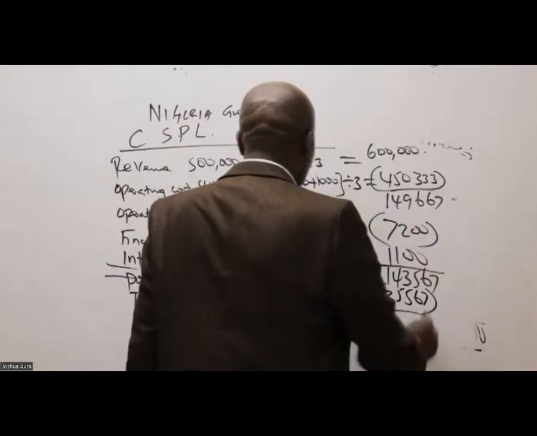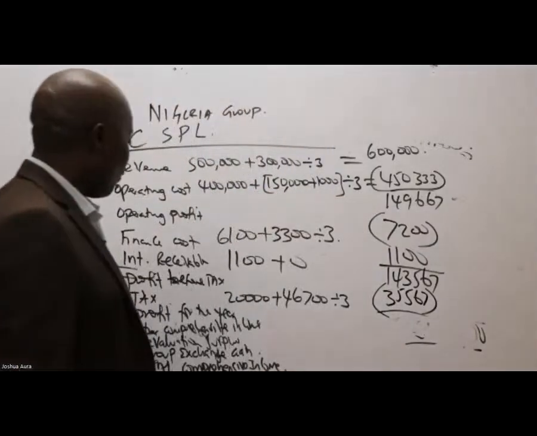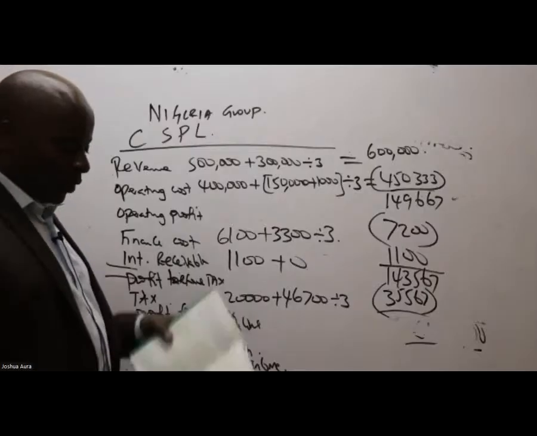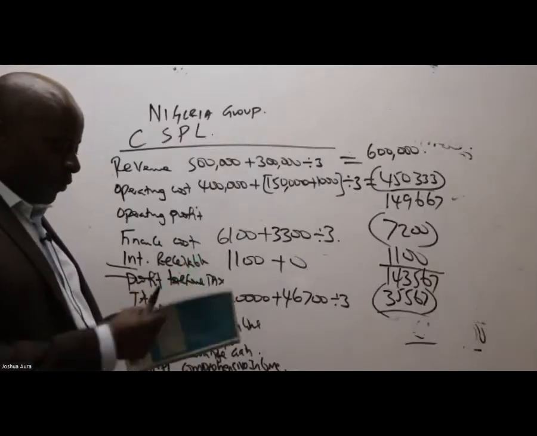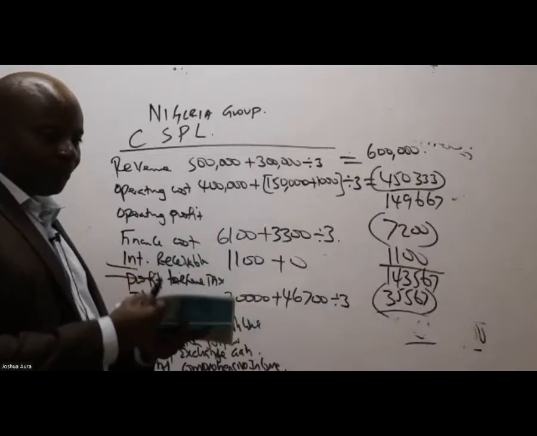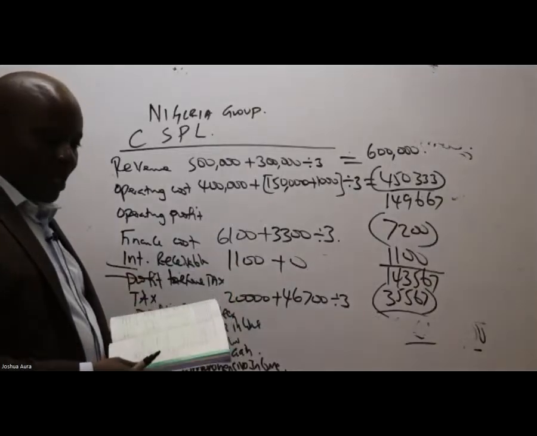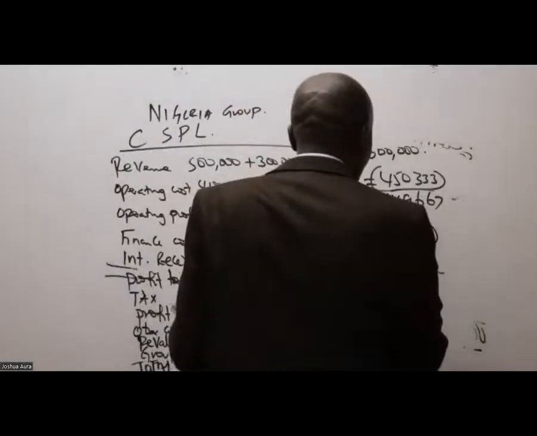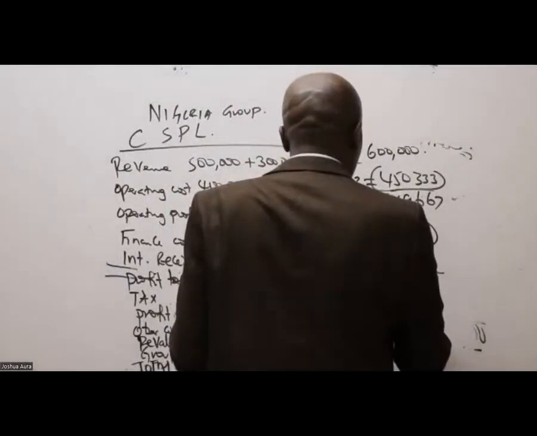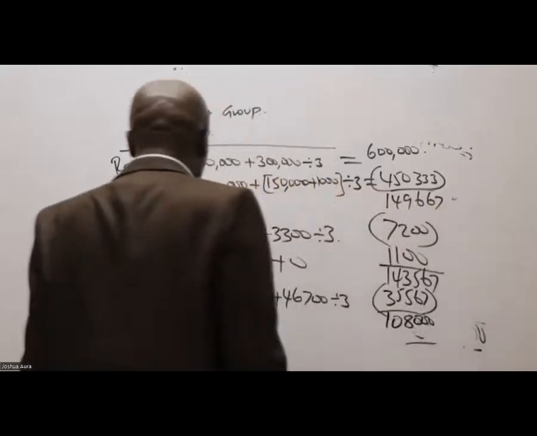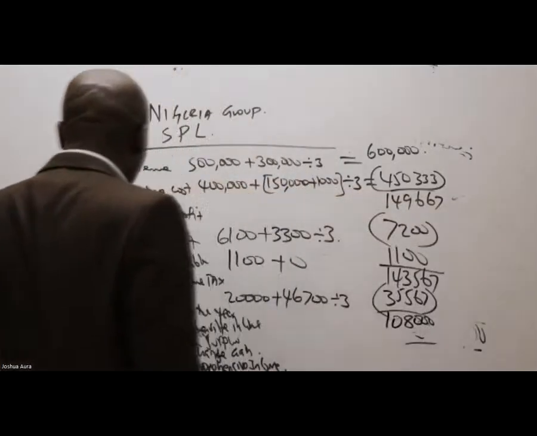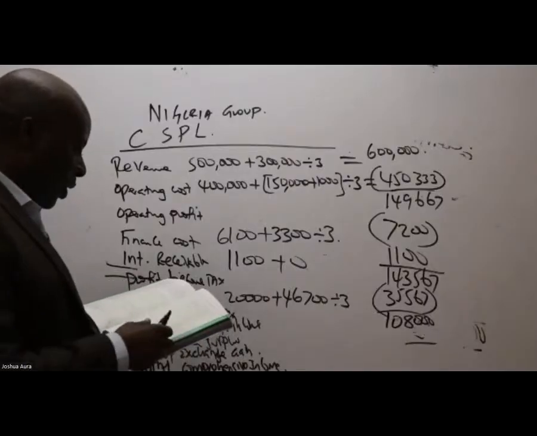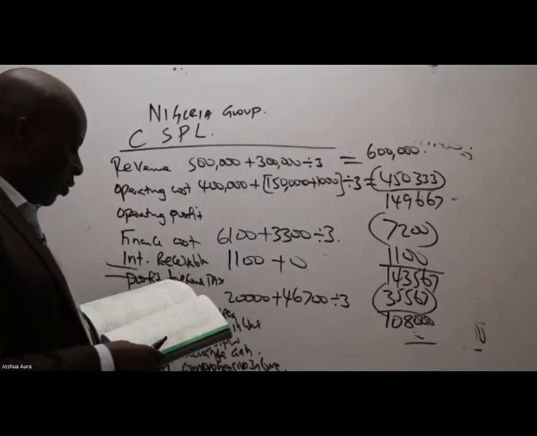So please go ahead and subtract this to give us the profit for the year. What do we have there? Profit for the year, 108,000. From there, come and give us other comprehensive incomes.